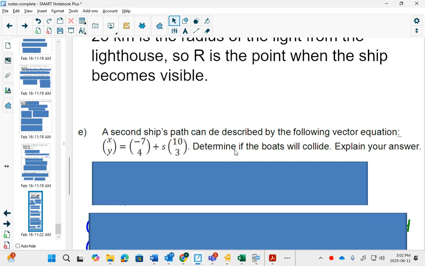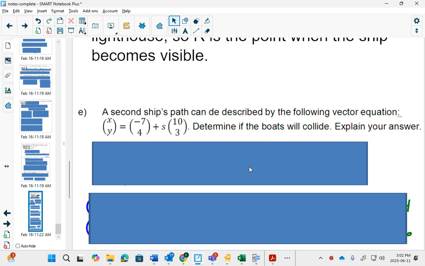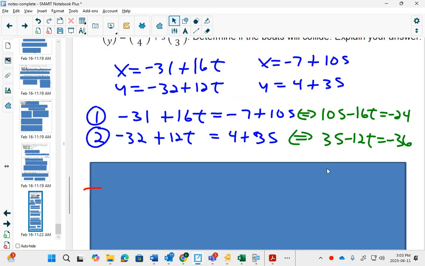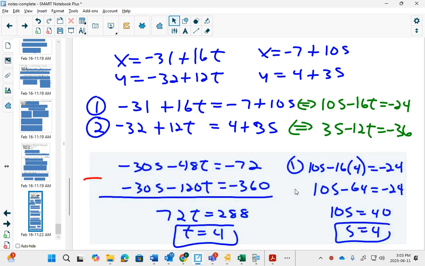A second ship's path can be described. Will the boats collide? And here this should be t again. But even without that, if we set up our parametric equations and we solve them, there is a solution. Now, if this was a real life question, the variable t should be the same in both. Because then this is just showing that their pathways cross.